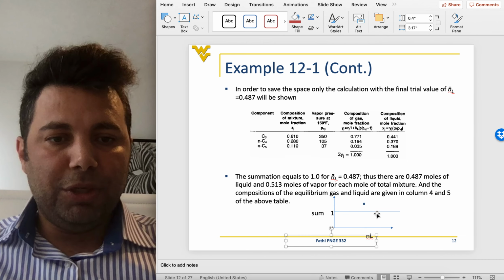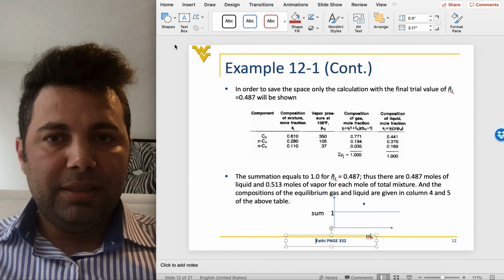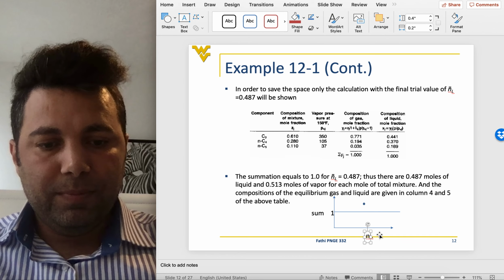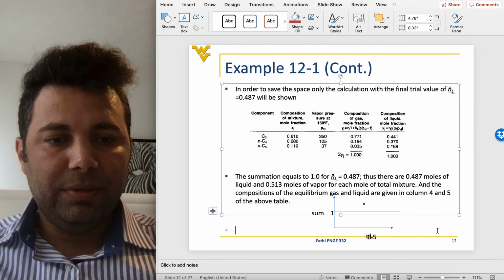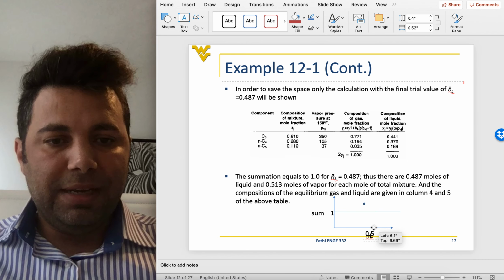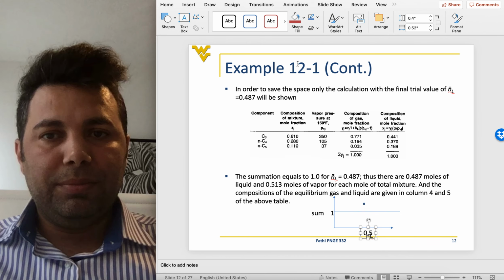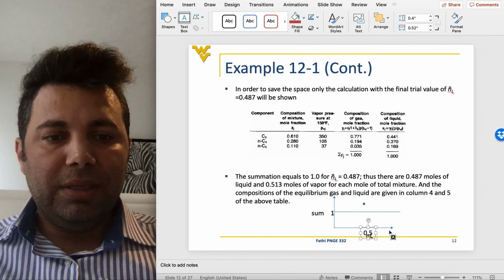So this is the summation being equal to 1. I guess a value of NL to be 0.5. Okay. So I guess the value of NL being 0.5. And then I get the value greater than 1. I can guess another value.